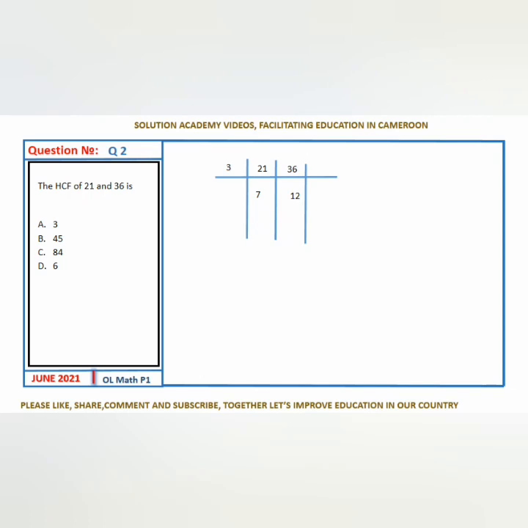Now the next number that can divide 7 and 12. Generally, there is no number that can divide 7 and 12 at the same time without a remainder. So we end here because we are looking for the HCF. If we are looking for the LCM, we will still continue. But for the HCF, where there is a point where no number can divide the numbers at the same time, we end there. So to that effect, our HCF is just 3. Hence, our answer is A.